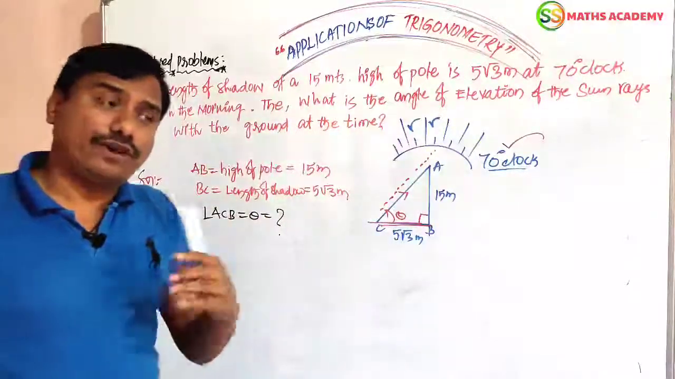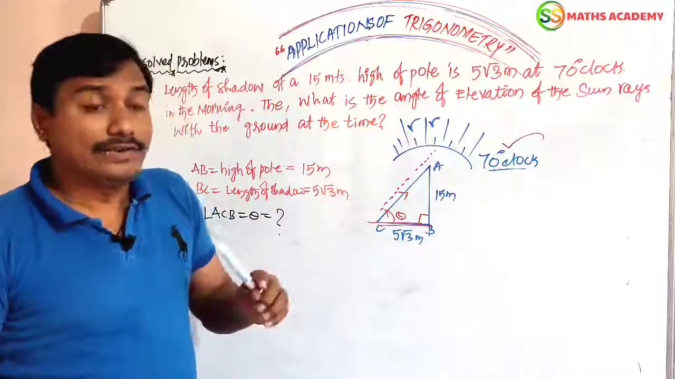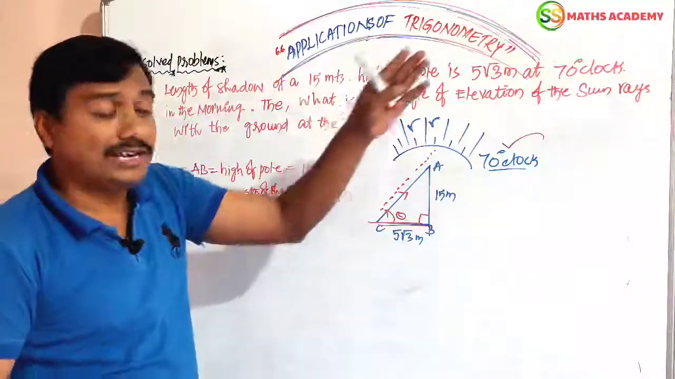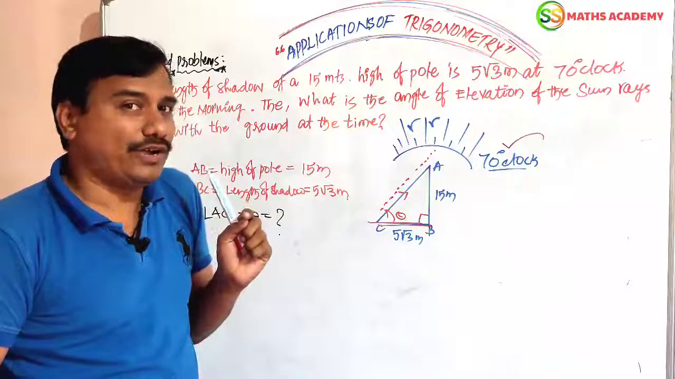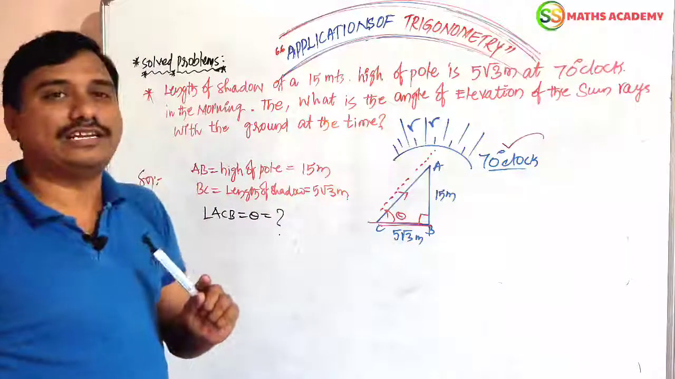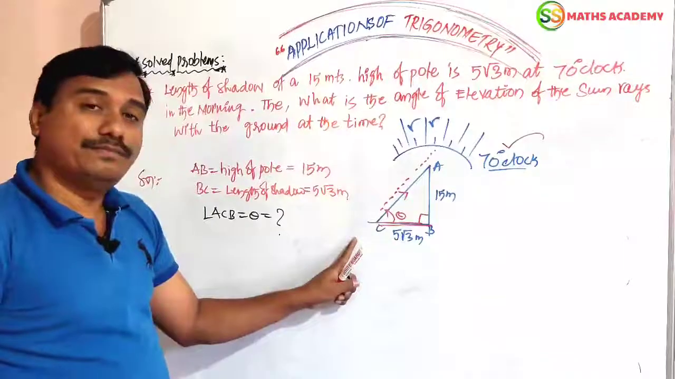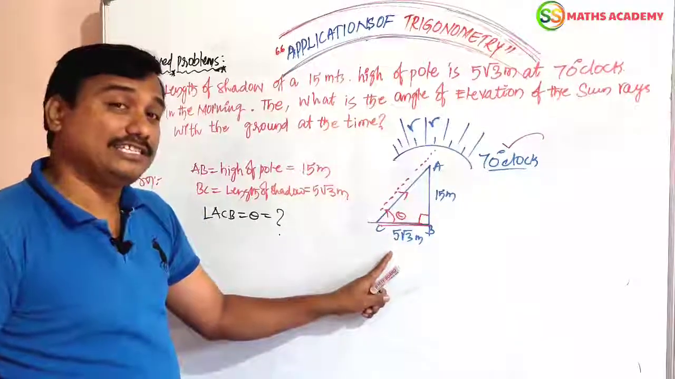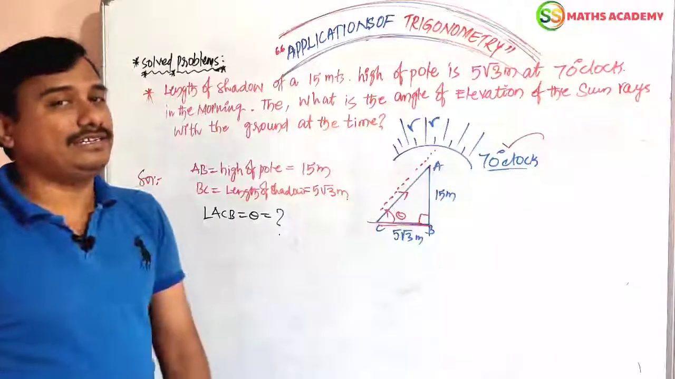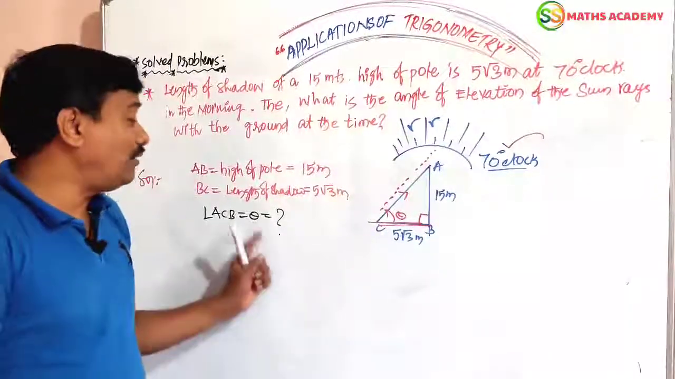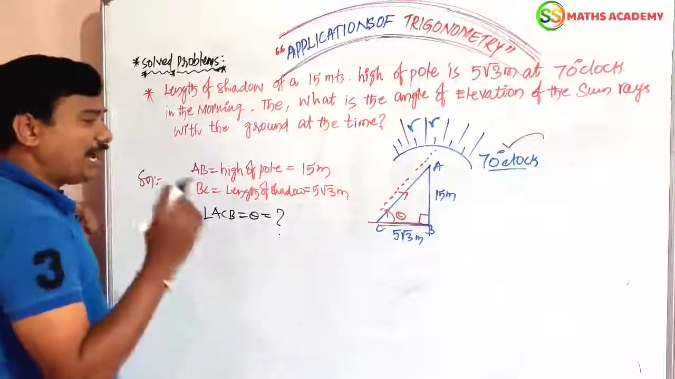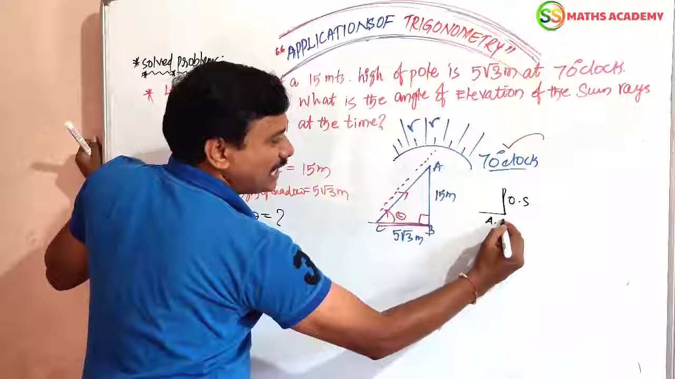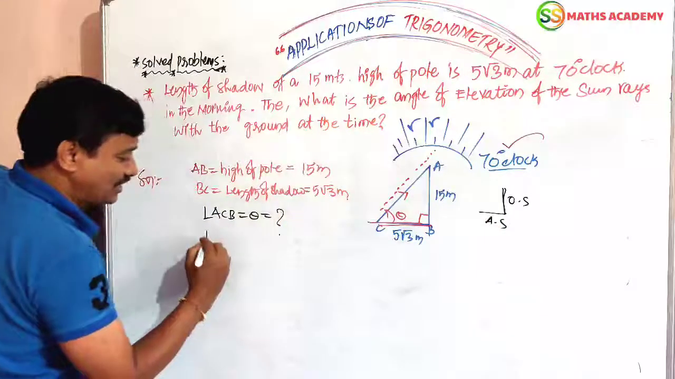In the previous question, what did we understand, friends? Theta was given, and we had to find height, base and length. But in this question, the height of the pole is given and the length of the shadow is given, and we have to find theta. By this concept, this is opposite side, this is adjacent side. Absolutely you are correct. That is tan theta.